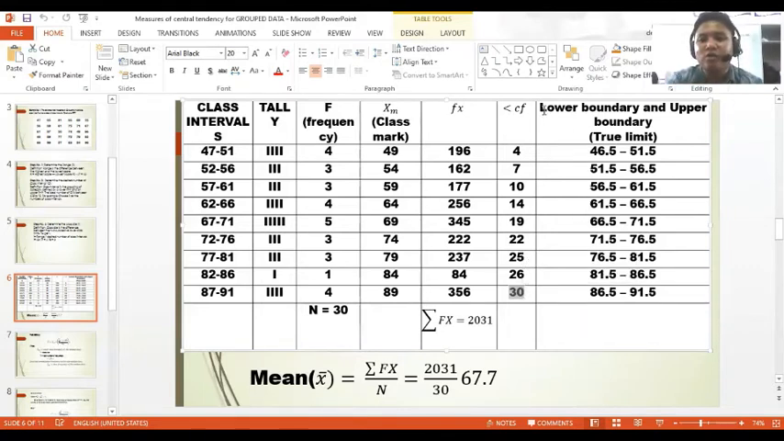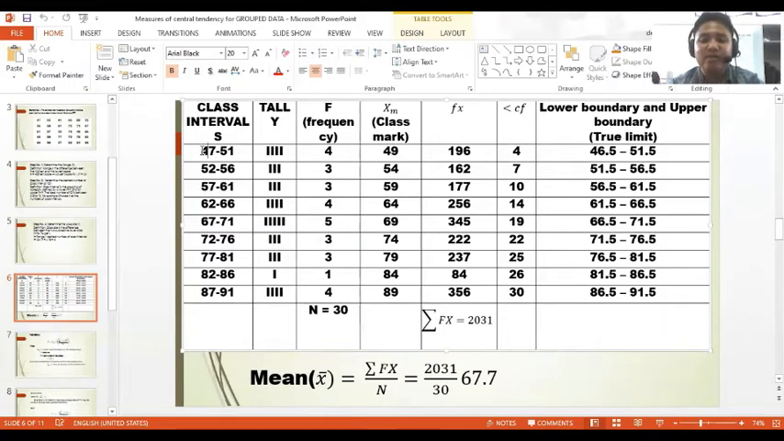And the last part, itong lower boundary and upper boundary or true limit, makukuha ito dito sa class interval. So sabi nga doon kanina, sa class boundary meron tayong lower boundary and upper boundary. So ang lower boundary dito sa class interval is yung nasa gilid na number dito, 47, 52, 57, 62, 67, 72, 77, 82 and 87. Yun yung mga lower boundary natin. Ang upper boundary natin is yung mas mataas na number, 51, 56, 61, 66, 71, 76, so on and so forth. Yun yung mga numbers natin sa upper boundary.